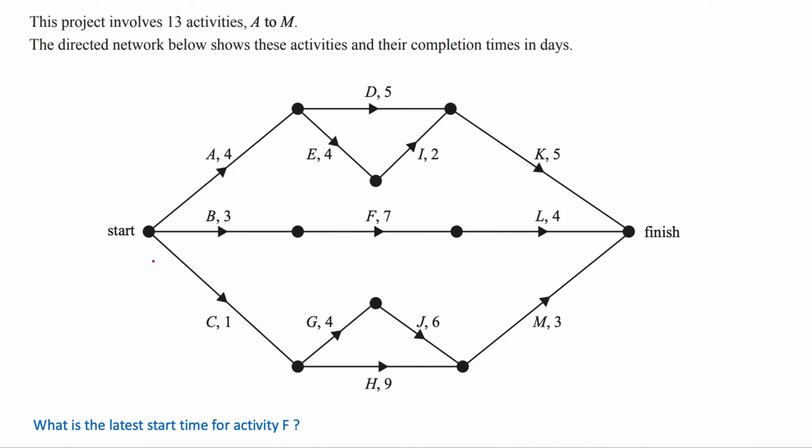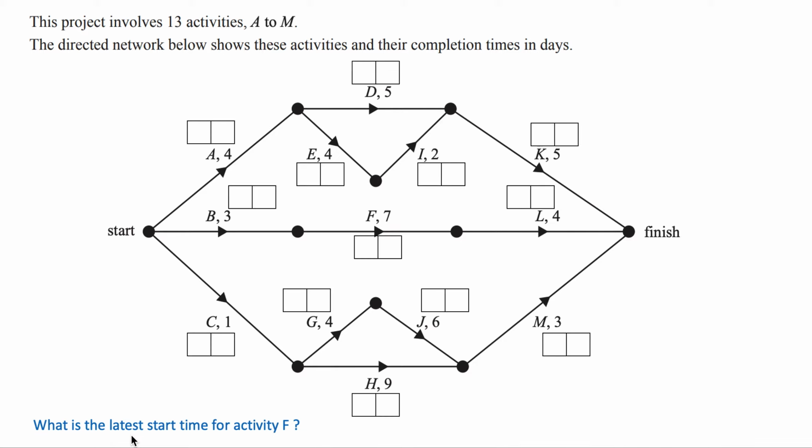Okay, one last one for this example is again the same activity network, but it's saying what is the latest start time for activity F. So for the latest start time, typically we do need to go back to the boxes. But again, you only work out as many numbers as you need in order to get to the answer, and then you stop after that.